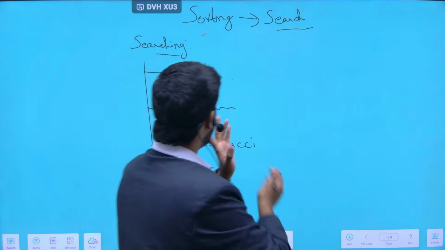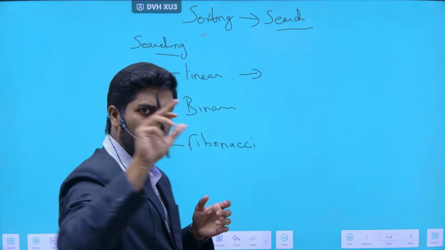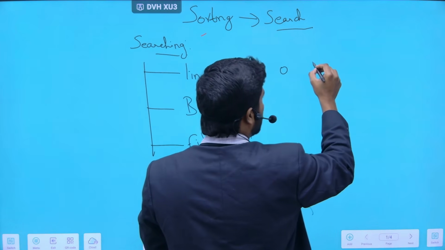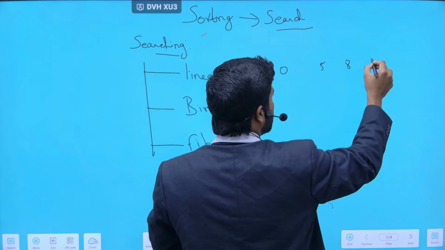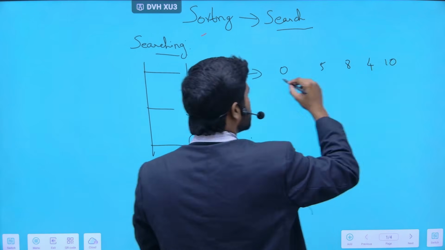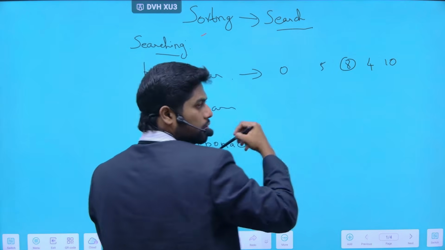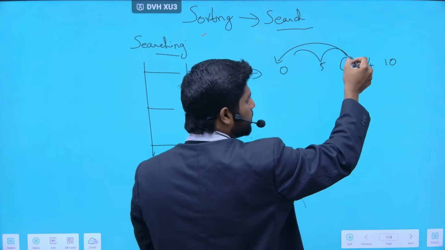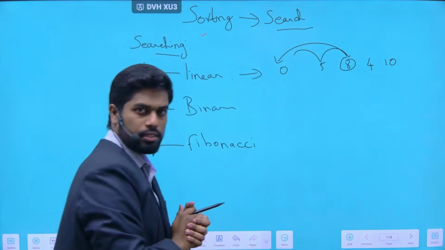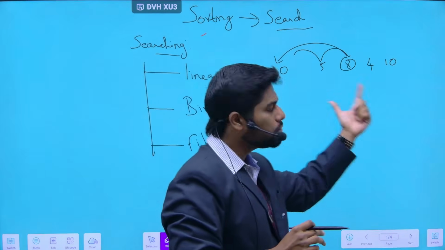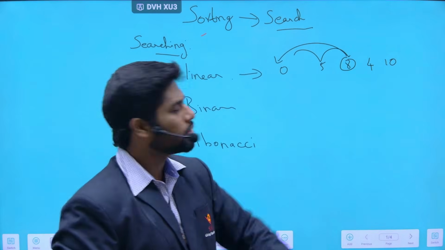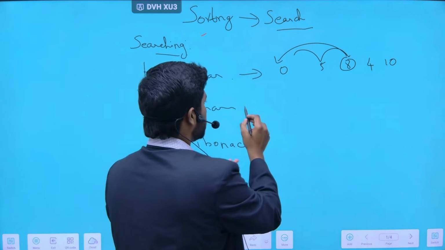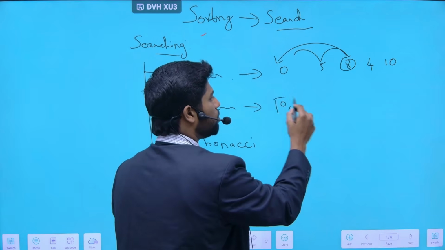Now linear search is sequential searching, one by one. As I said, you are having some elements 0, 5, 8, 4, 10. I need to search this, and I need to compare the same thing with first, second and third. It goes on, sequential 1, 2, 3, 4, 5. Now binary search. What is meant by binary search? Binary 0 and 1. Why it is 0 and 1? 2.